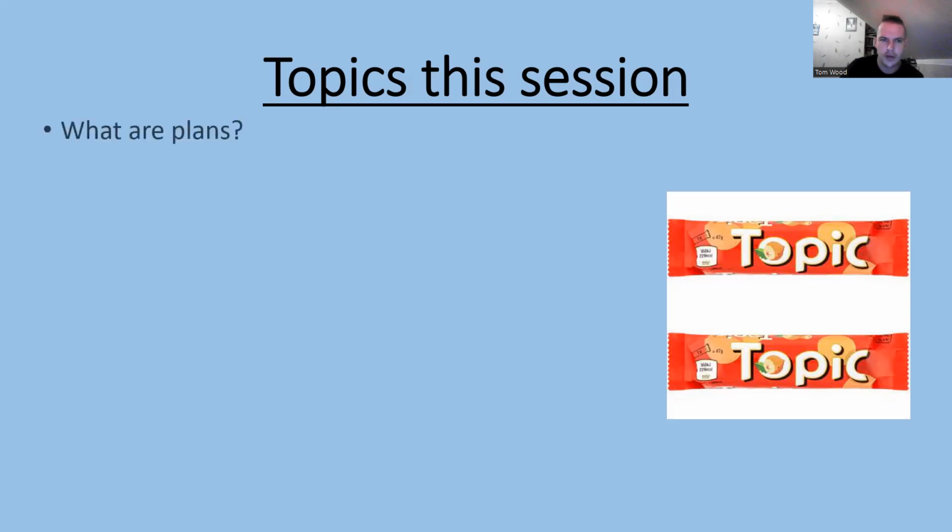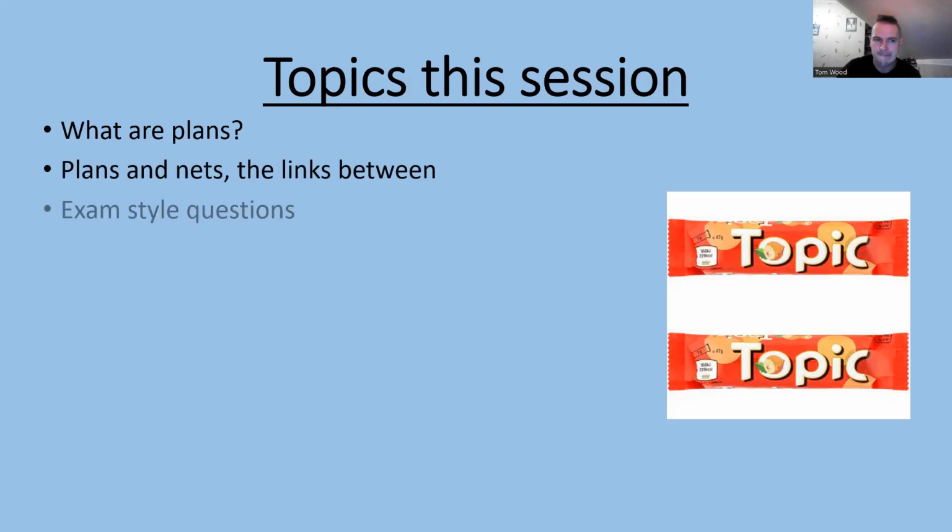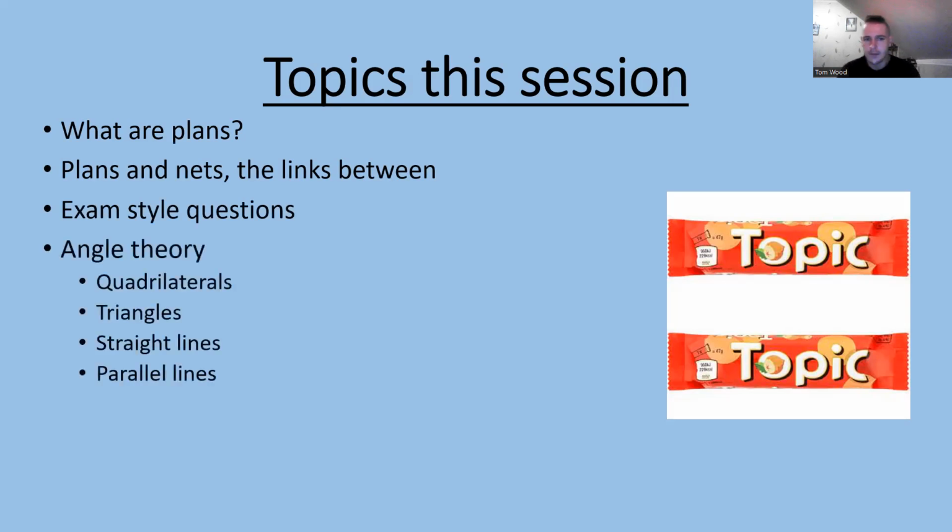Okay, so for this session in particular, we're going to work out what plans are, for starters. Then we're going to look at plans and nets and the links between these, with exam style questions on these 2 topics. So this is for level 1 and level 2 learners. Then we're going to have a look at our angle theory, relating to quadrilaterals, triangles, straight lines and parallel lines.